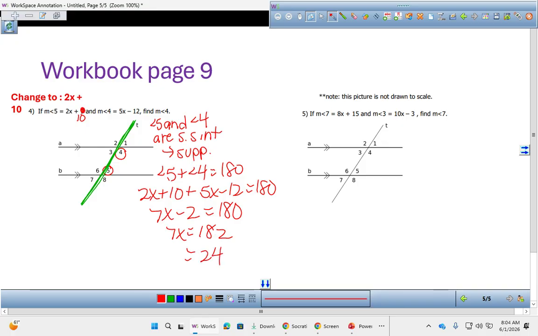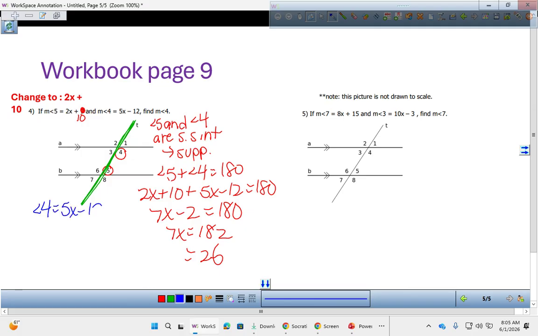24, 26, thank you. It says find the measure of angle 4 though, right? So that tells me what x is, it doesn't tell me what angle 4 is. So I'm going to take that relationship and plug it into angle 4: 5 times 26 minus 12. Did somebody do that? My calculator's not pulled up.